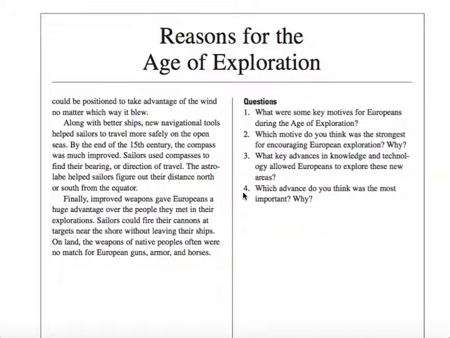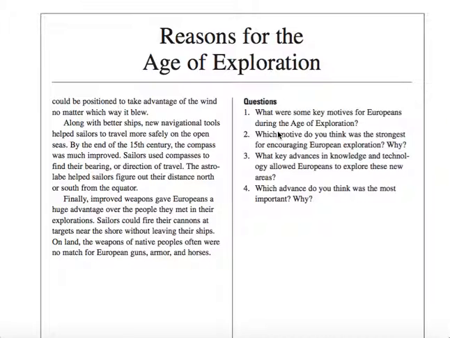So after you read a text the first time to get a brief overview, a general idea of what the text is about, I want to go back and read these questions so that I know what I'm looking for when I go back and reread this text. So let's start with question number 1. What are some key motives for Europeans during the Age of Exploration? So I need to find out what the key motives for Europeans during the Age of Exploration are.